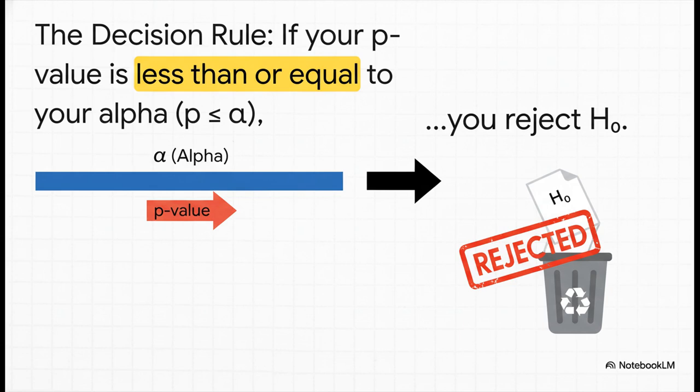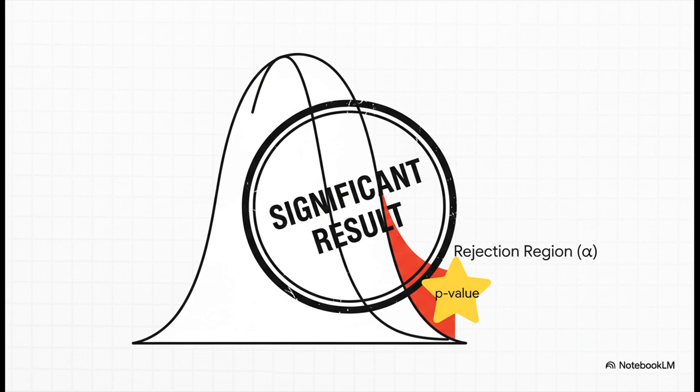If your p-value is less than or equal to your alpha, you reject the null hypothesis. That's it. Your evidence met or even beat the standard of proof you set for yourself. And that, right there, is what it means when you hear a result is statistically significant. It's not just a feeling or an opinion. It's the clear-cut outcome of this one comparison. It means your p-value, your evidence, was small enough to land inside that rejection region you mapped out with alpha from the very beginning.